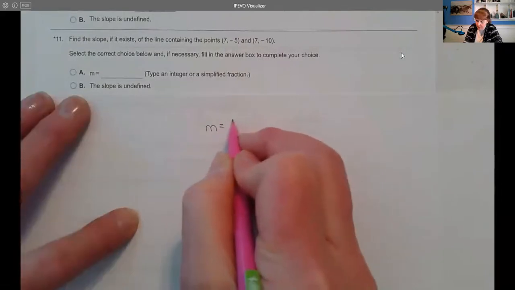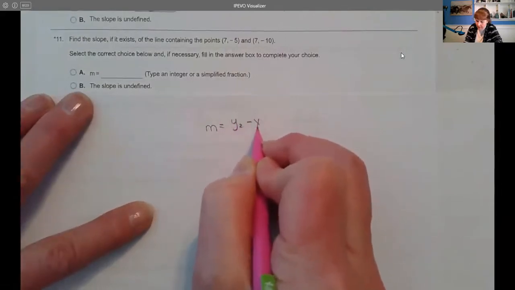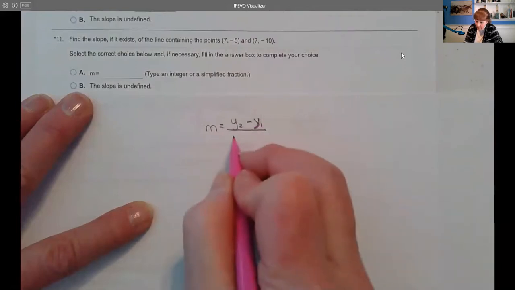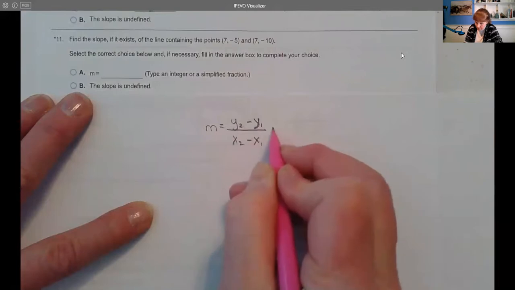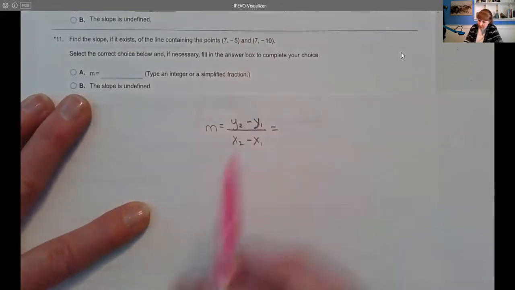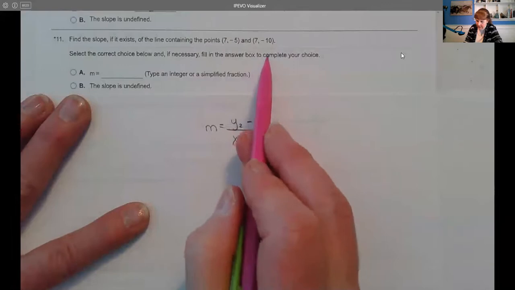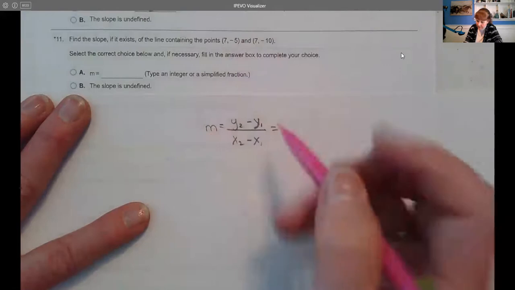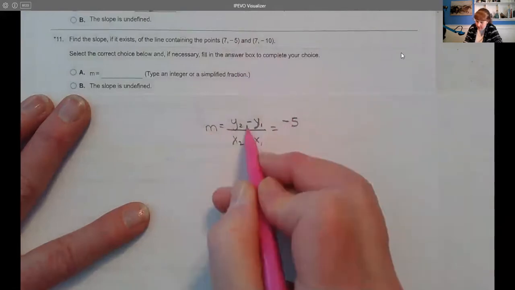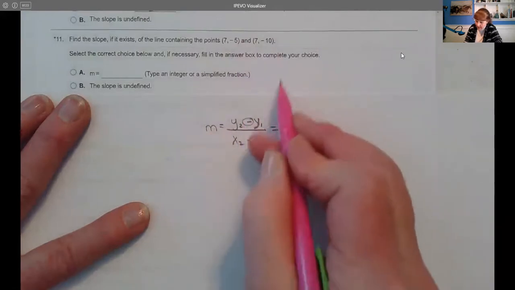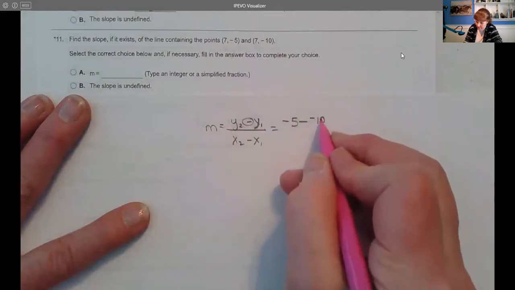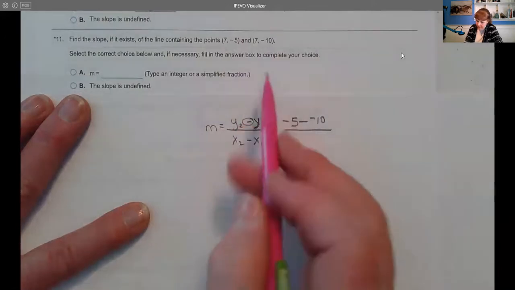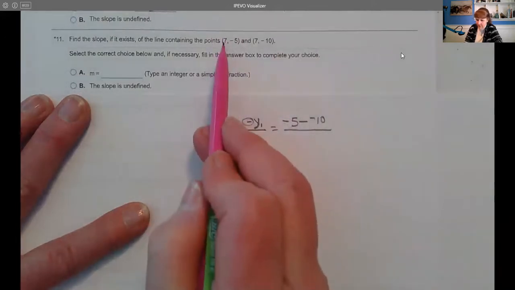Okay, the slope is the difference in the y's, which are the second numbers. Almost did an x there. Over the difference in the x's, which are the first numbers in the ordered pair. So let's take, well, it doesn't really matter. Let's take a negative 5, subtract a negative 10. So we have a negative 5, we're going to subtract. The other one is a negative 10. And then in the denominator, since we started with the negative 5, we'll just go to this number.